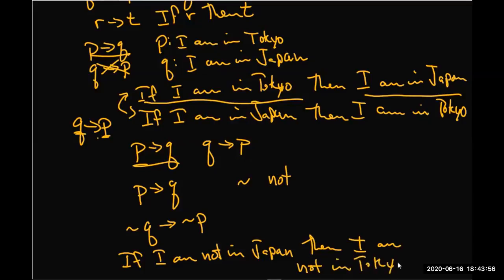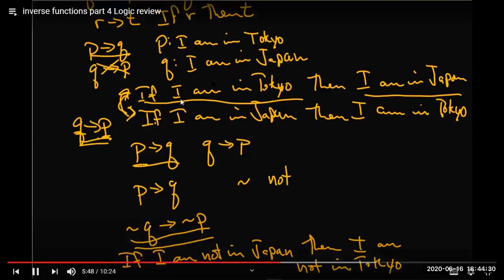Okay, so that seems basically like the same sentence as the original one. If I'm in Tokyo, then I'm in Japan, and if I'm not in Japan, then I'm not in Tokyo. They seem the same, whereas these two did not seem the same, right? If I'm in Tokyo, then I'm in Japan seems very different than if I'm in Japan, then I'm in Tokyo. In fact, this one is not true, and this one is. But this is very close, and we say it's logically the same as this.